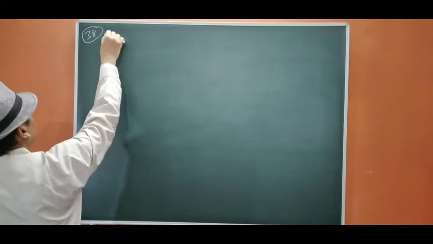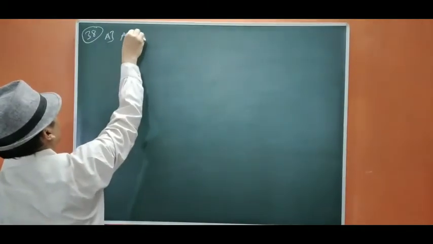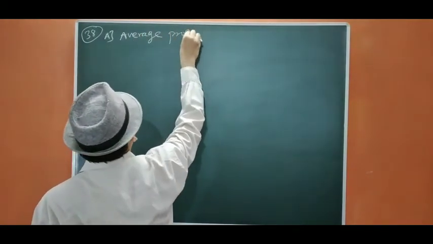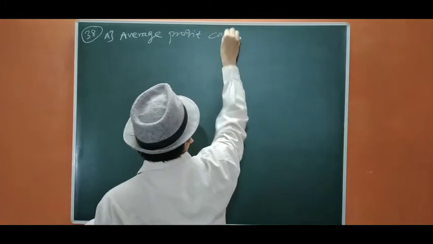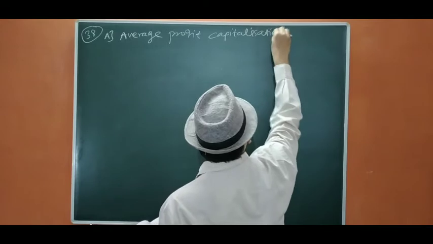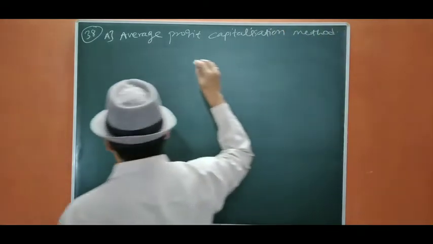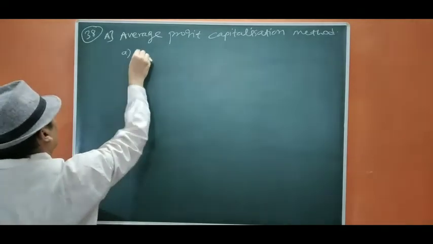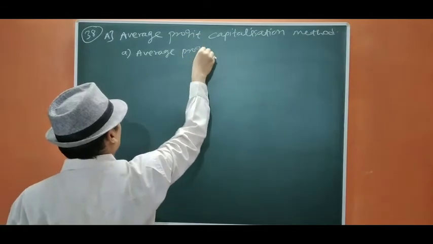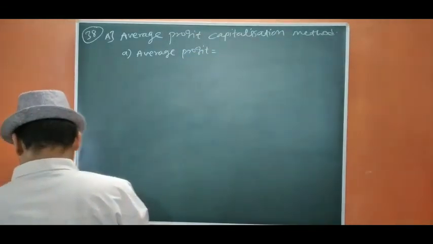By both the methods, first, A. This is average profit capitalization method. Okay. Average profit is given to us, and the actual profit is the average profit. So we are going to take it. It is 1 lakh.